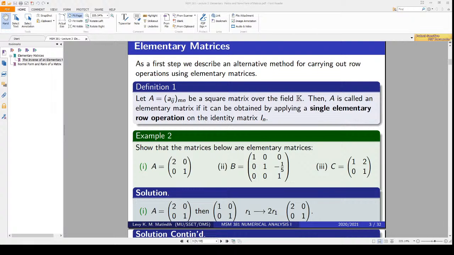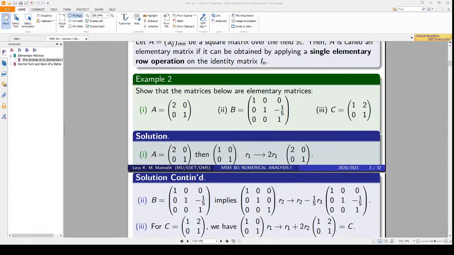Let's go to the next one, matrix B. Matrix B is a 3 by 3 matrix. Being a 3 by 3 matrix, it was obtained by applying a single row operation on an identity matrix of the same order as matrix B, so a 3 by 3 identity matrix. Now let's go to the solution.